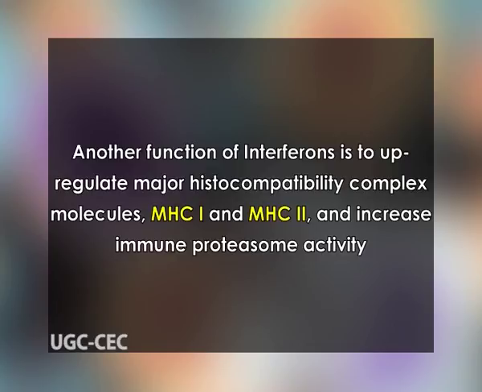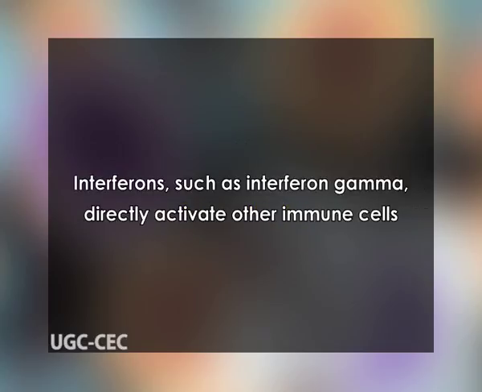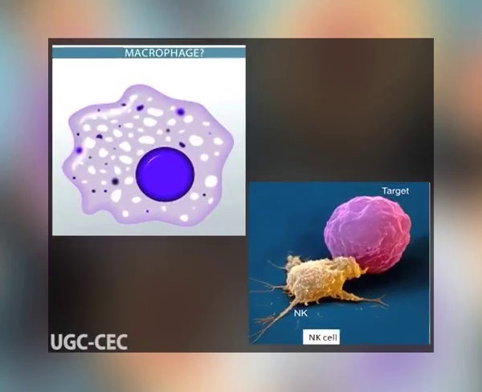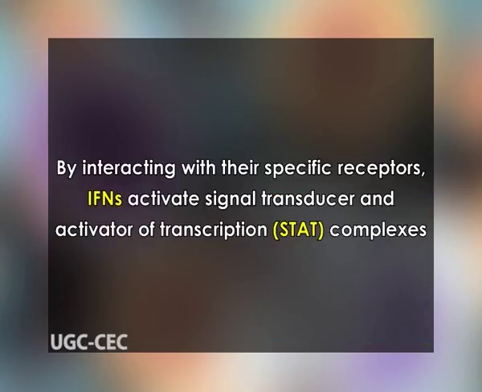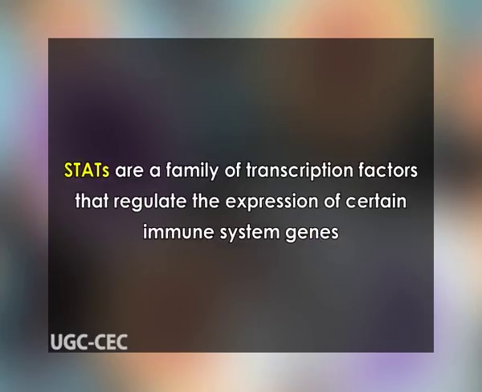Number 3. Another function of interferons is to upregulate major histocompatibility complex molecules, MHC I and MHC II, and increase immune proteasome activity. Number 4. Interferons such as interferon gamma directly activate other immune cells such as macrophages and natural killer cells. Number 5. By interacting with their specific receptors, interferons activate signal transducer and activator of transcription, that is STAT complexes. STATs are a family of transcription factors that regulate the expression of certain immune system genes.